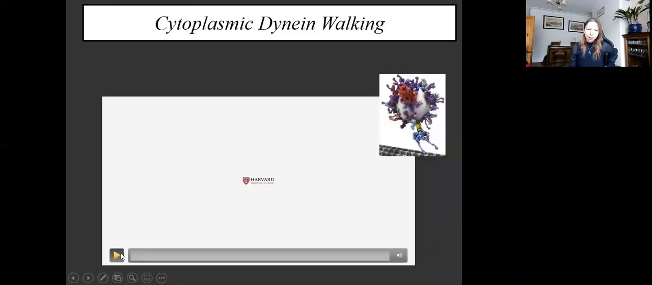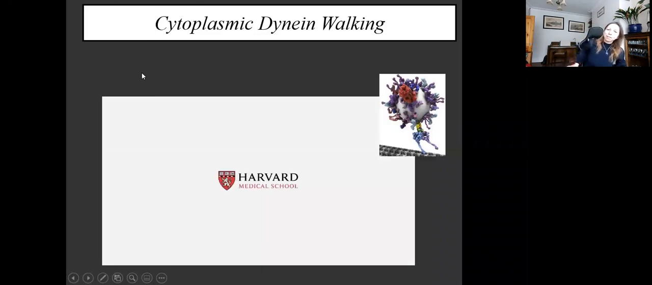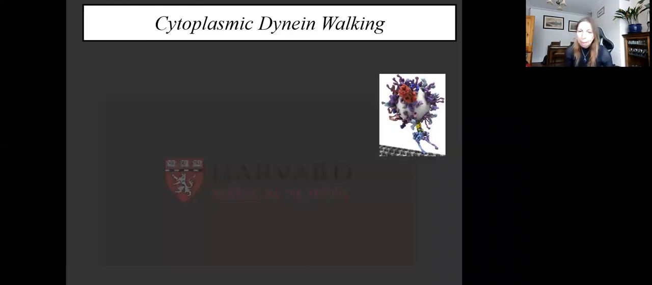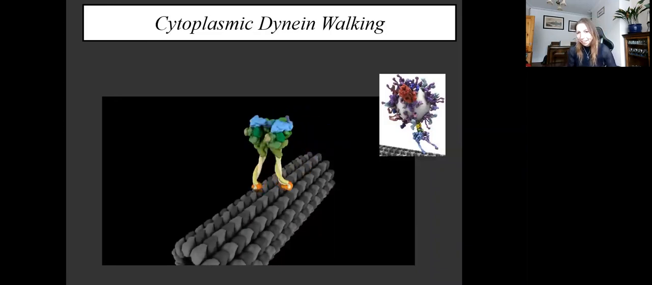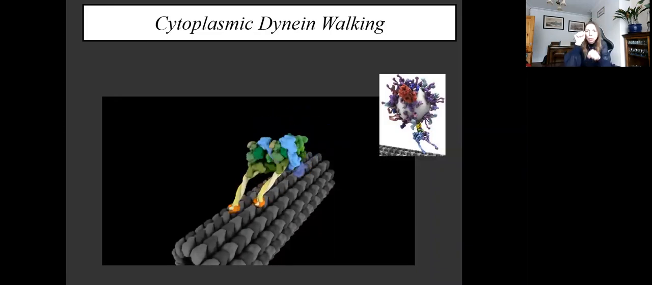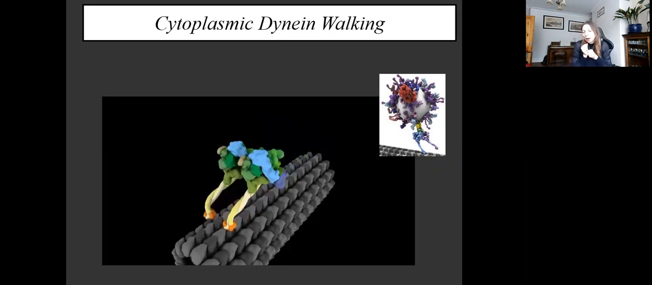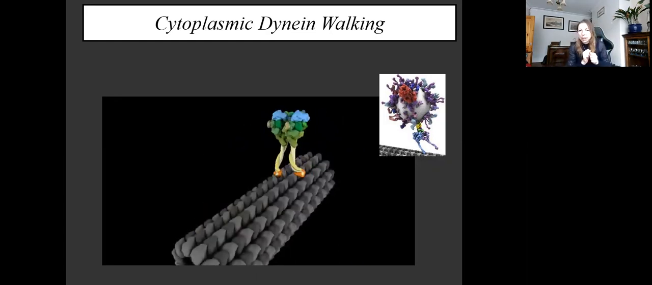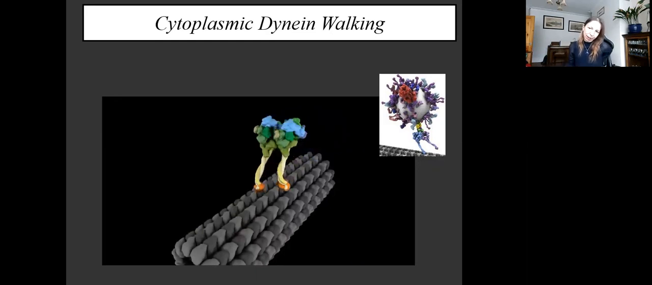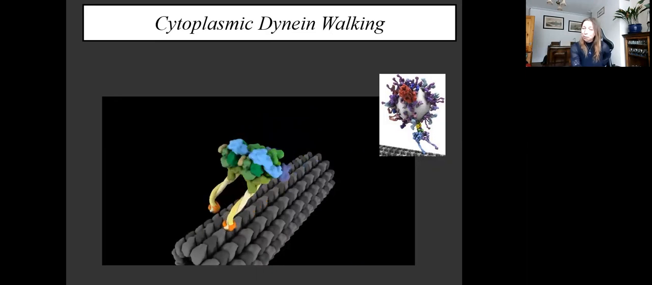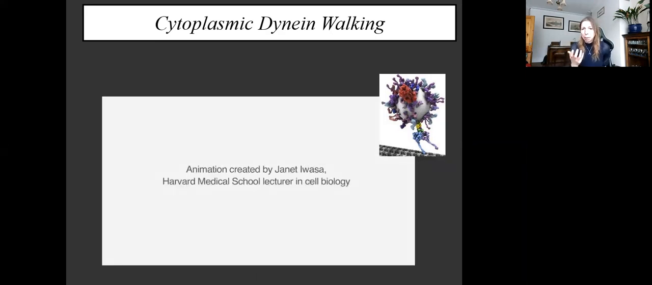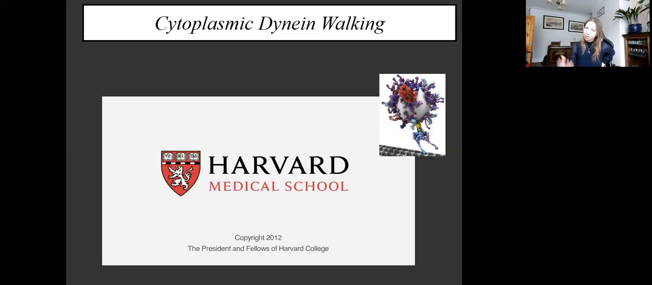So, another movie. I love this movie. It's brilliant. But it's an animation. It's not a simulation. And this is showing the dynein molecule walking along its track. It could be building the axoneme. It could be carrying something vital around the cytoskeleton of your cells. So the idea is, it's great and I love it, but can we make it physics-based rather than created by an animator?